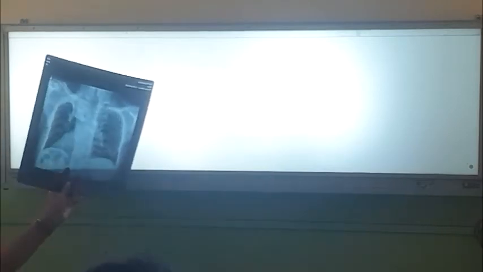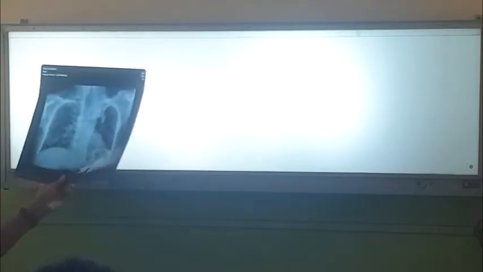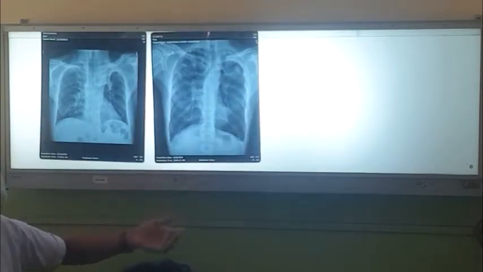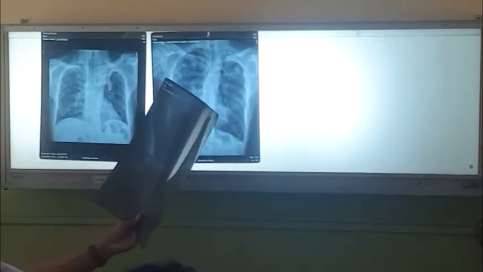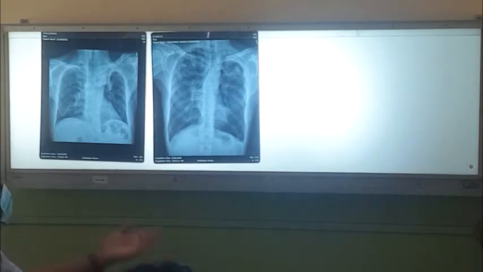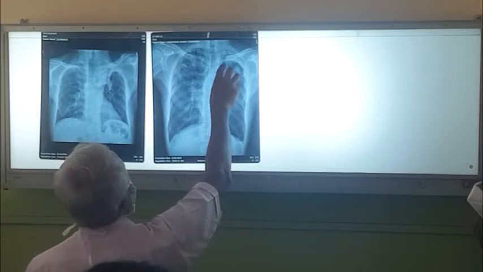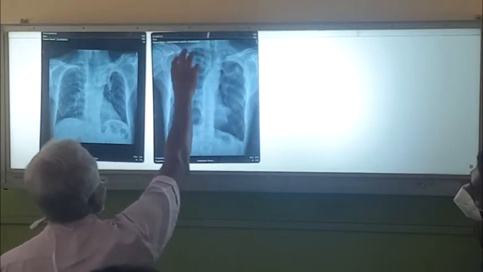And there are some post-TB X-rays, right? TB patients, when they heal, they get a lot of fibrosis, right? So these are like that. It's all post-TB ones. So what happens? TB affects the upper lobe.